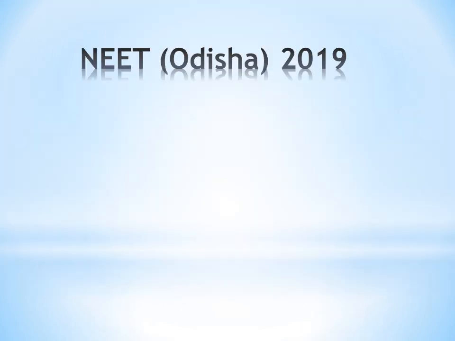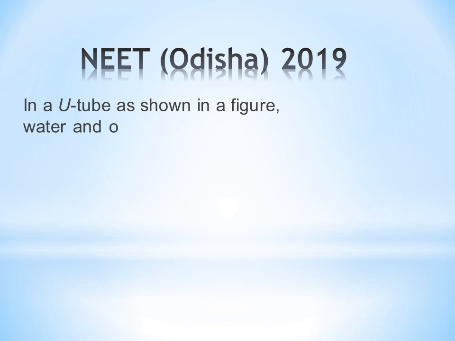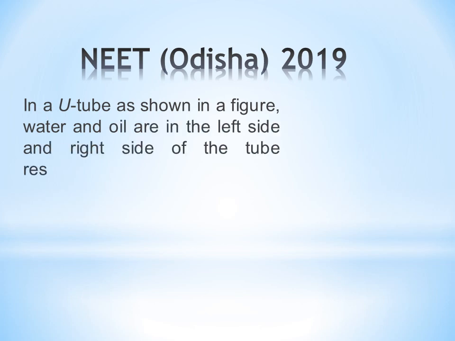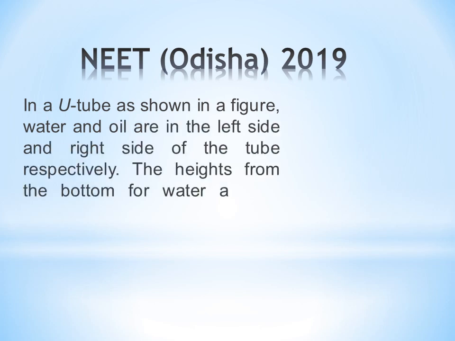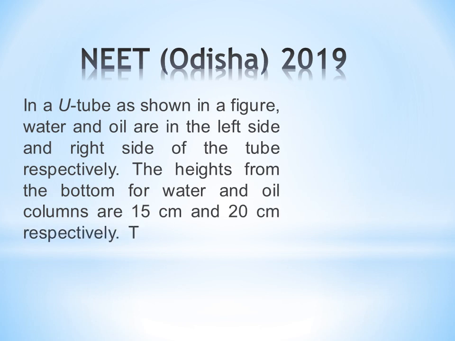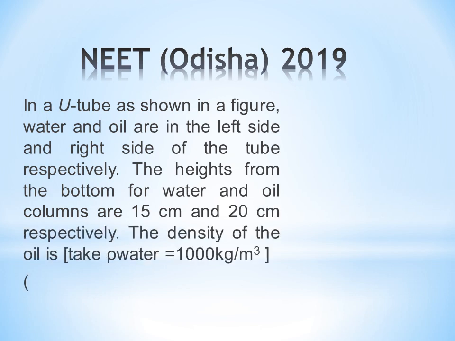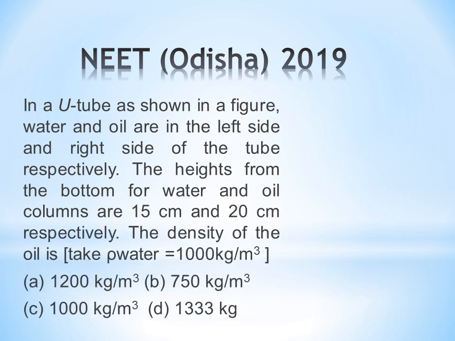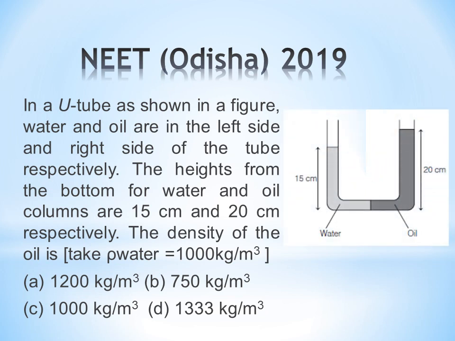The question is: in a U-tube as shown in the figure, water and oil are in the left side and right side of the tube respectively. The heights of the water and the oil columns from the bottom are 15 centimeter and 20 centimeter respectively. The density of oil is? So let us find out how to solve this question.